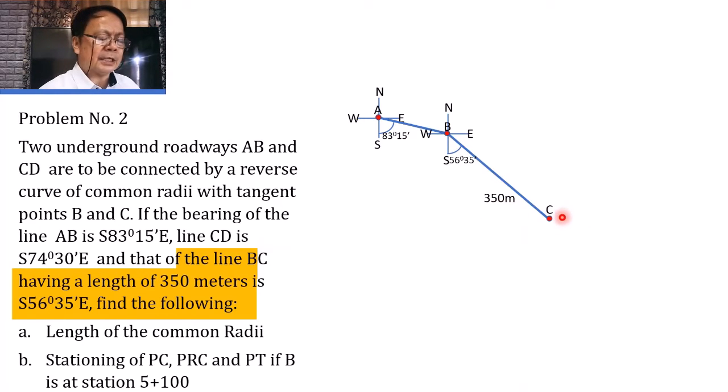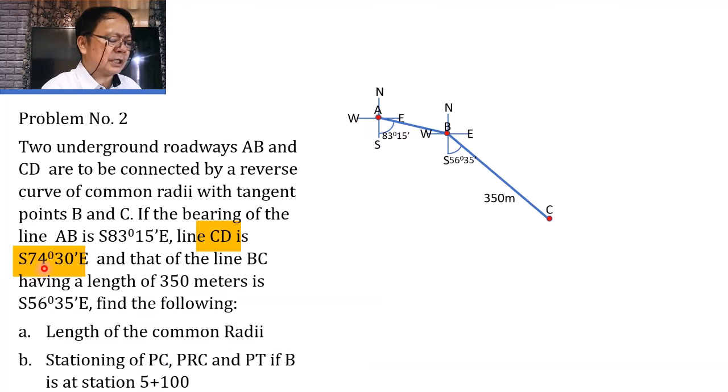Now, the next element is the line CD. The line CD has a direction of south 74 degrees 30 minutes east. So from point C, we establish the location of point D by drawing the line CD with the direction indicated at 74 degrees 30 minutes, somewhere here. We will locate it in this direction. So here is our point D, therefore. This now becomes our direction of the tangents indicated in the problem.